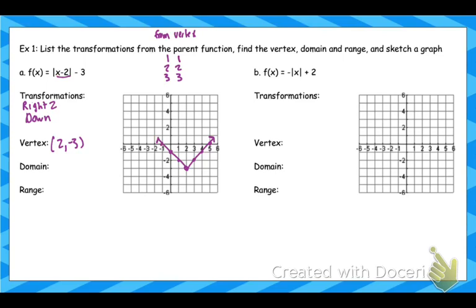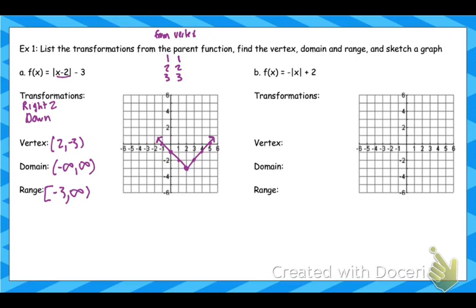And now I can see my graph. Once my graph is plotted, we'll go ahead and find our domain and range. And you'll notice a trend here on domain. All of these absolute value functions will have a domain of negative infinity to infinity. Then my range, the lowest point is negative 3, and it goes up to infinity. All right, so let's look at the next one.